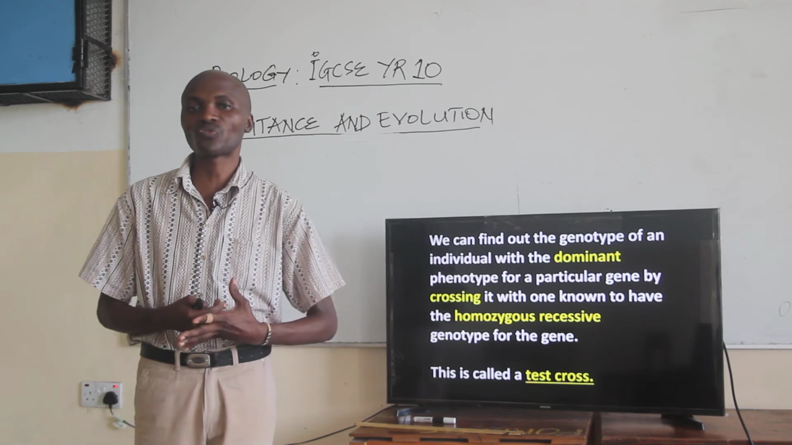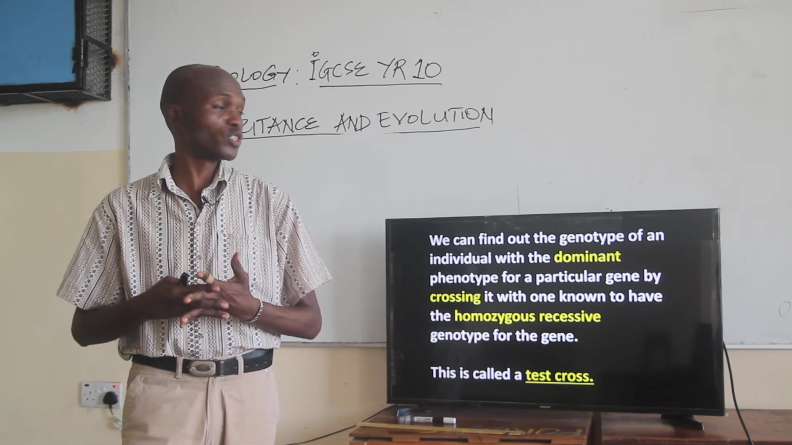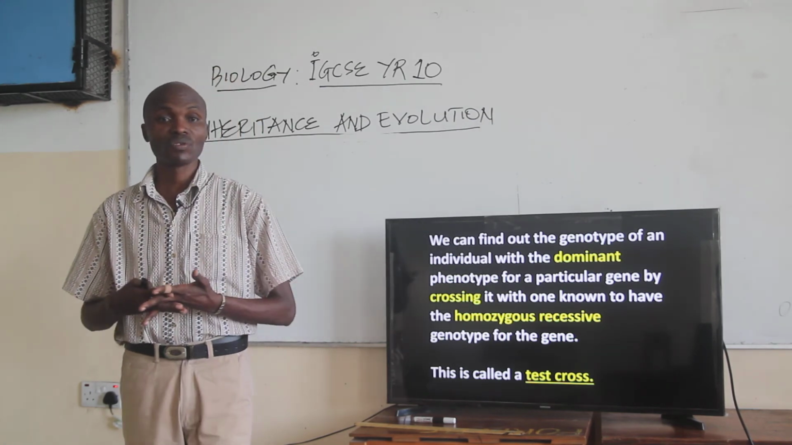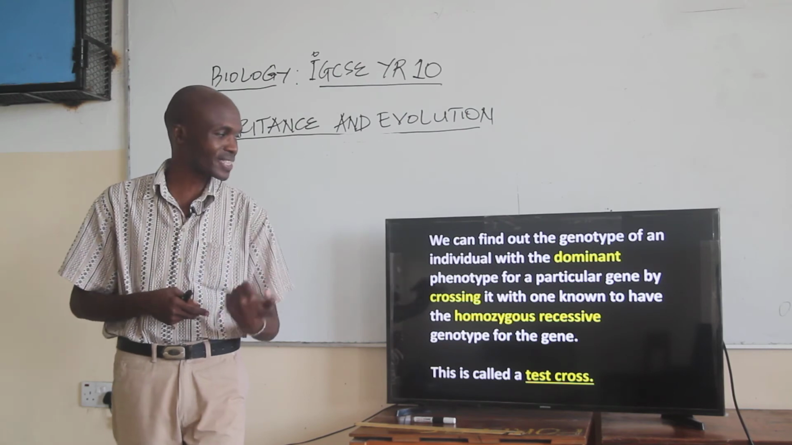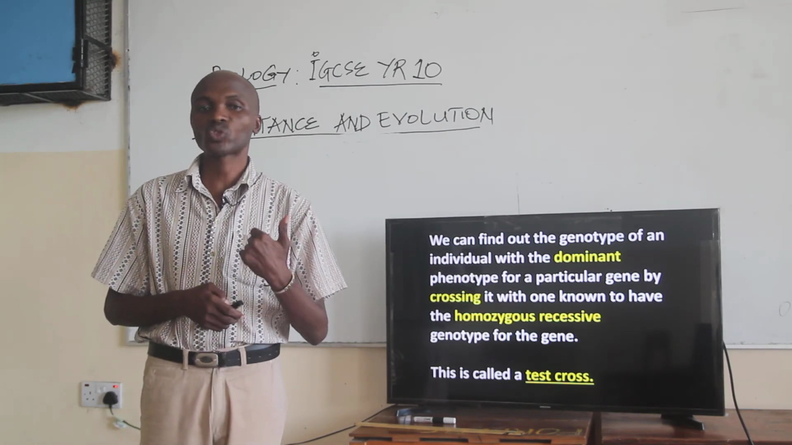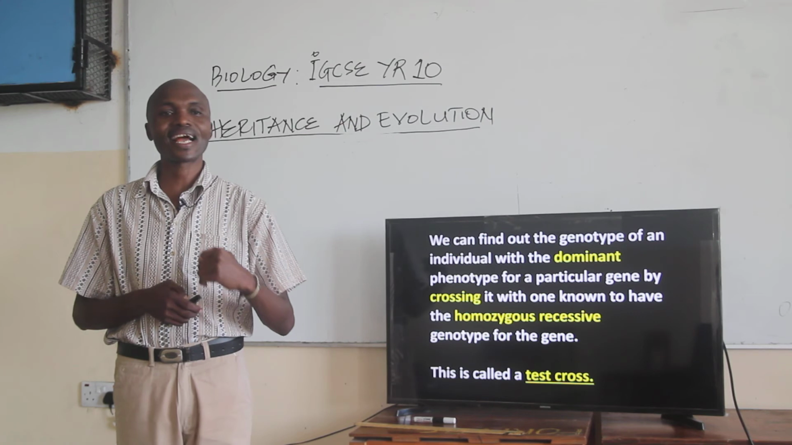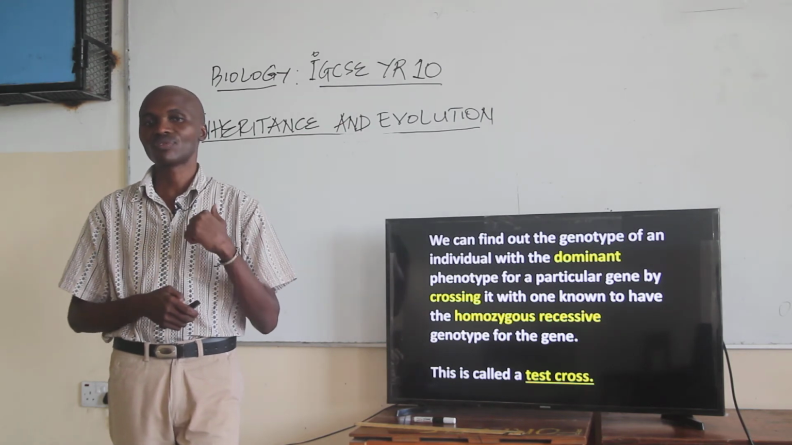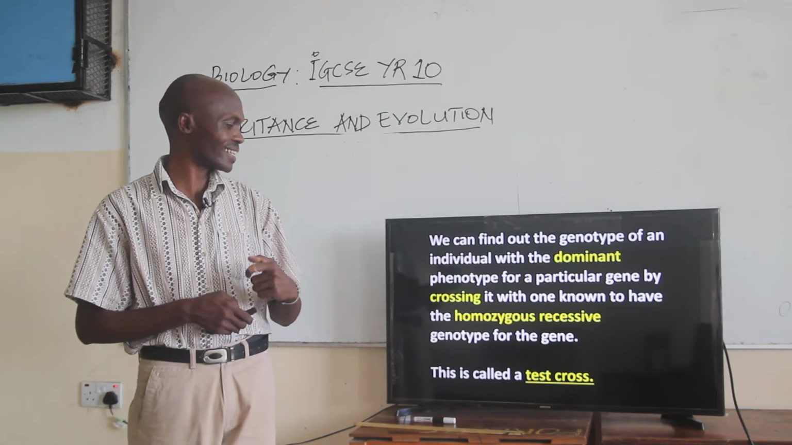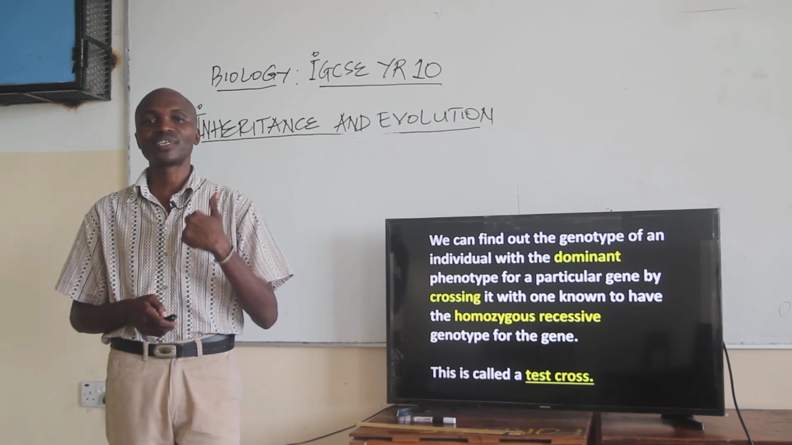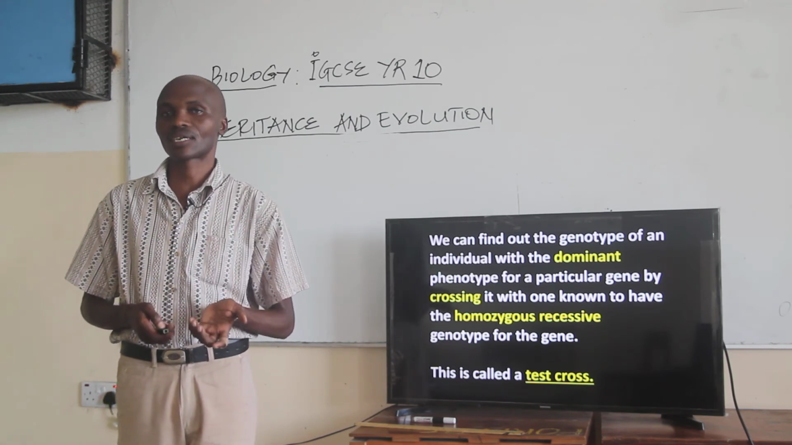So we can find out the genotype of an individual with the dominant phenotype for a particular gene by crossing it with one which has a homozygous recessive genotype for the gene. If we do that, then this is what we refer to as a test cross.